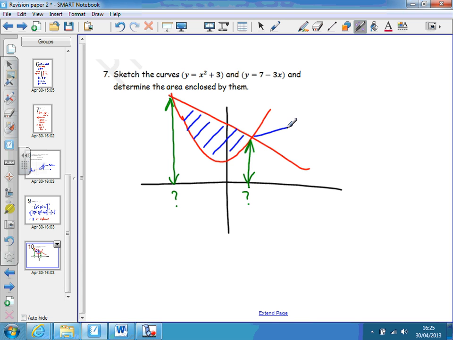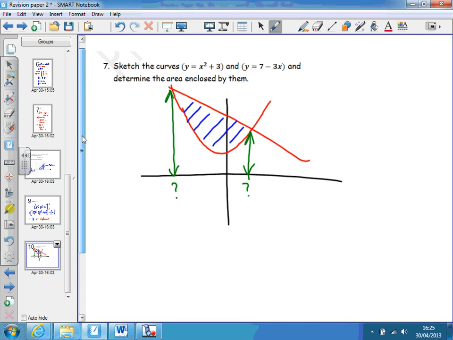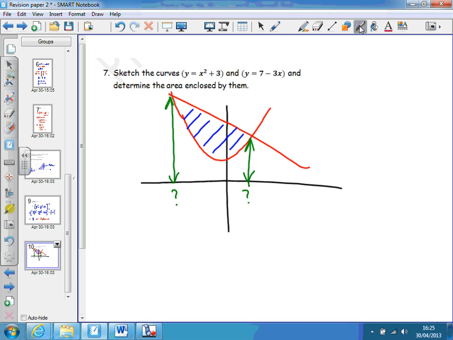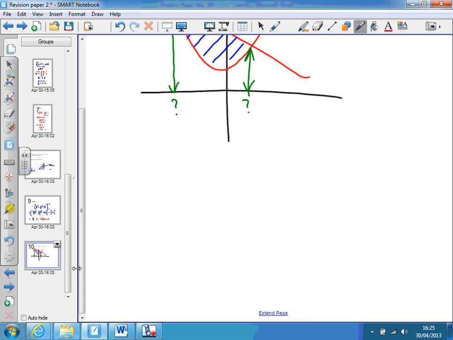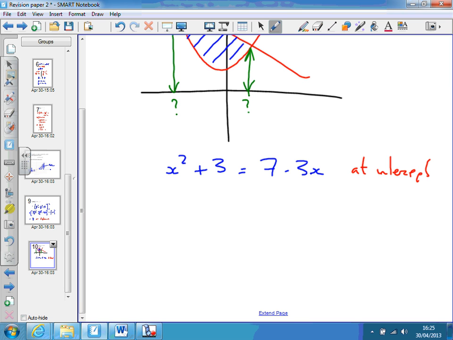What's true about these 2 points is that they lie on the line and the curve. So at those points, the equation for this curve equals the straight line. So I can say that x squared plus 3 equals 7 minus 3x at the intercepts. So I've got a little equation to solve that will tell me what x is. All I've got to do is solve that equation.